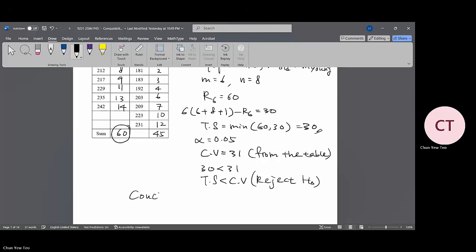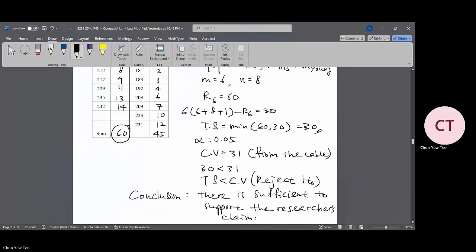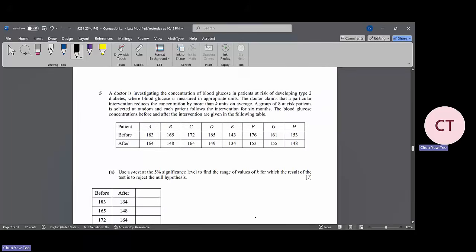Conclusion: the researcher's claim is correct. There is sufficient evidence to support the researcher's claim. That's all. This is the answer to question number 4. Now we move on to question number 5.